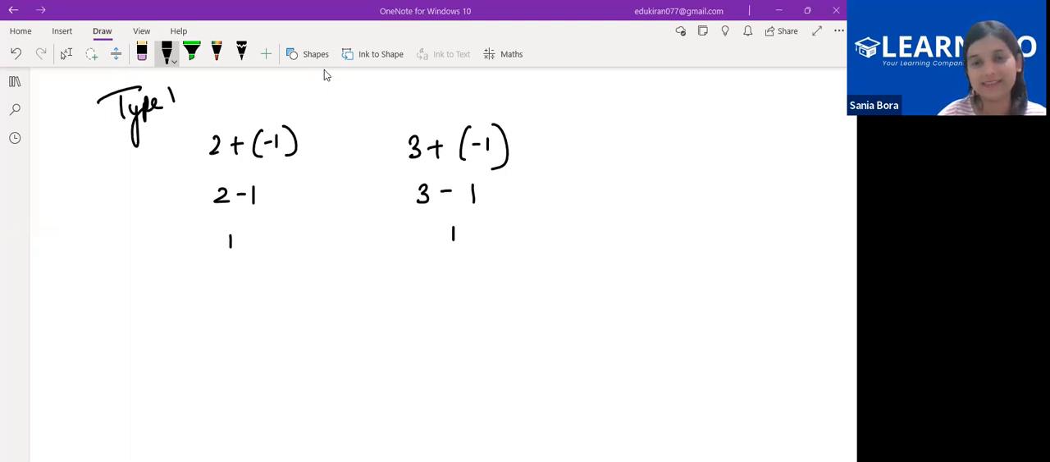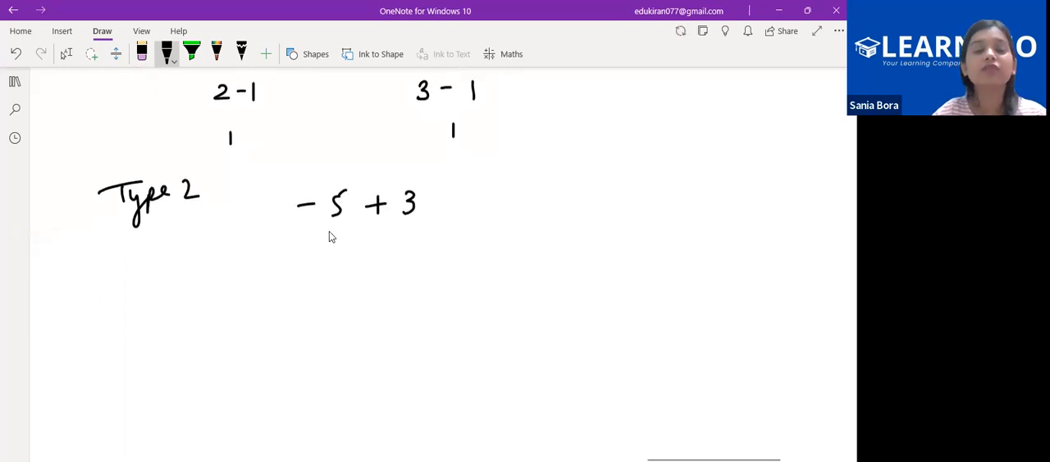Okay. So this is what we did. And for the type 2 question, for example, minus 5 plus 3. In this question, first of all, you have to decide what to do, whether you have to add it or you have to subtract it. So plus minus minus, so the answer would be 5 minus 3, 2. Now you have to decide who is greater, 5 or 3. Who is greater? Tell me. 5. So you will put negative here and you got minus 2 as the answer. Clear?